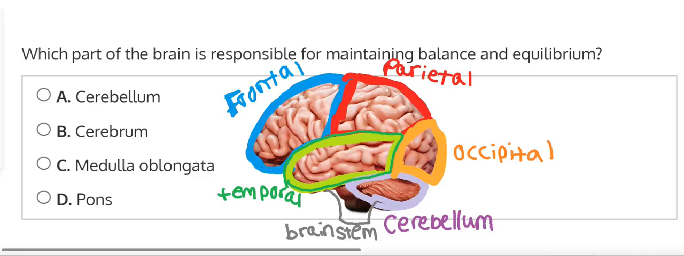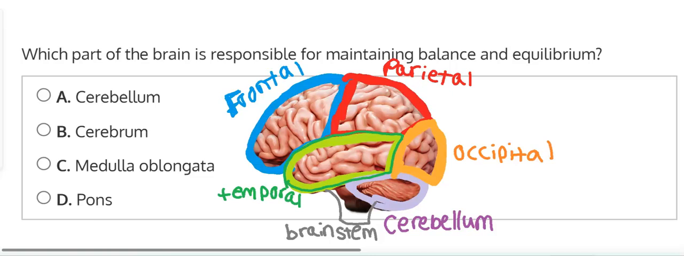Which part of the brain is responsible for maintaining balance and equilibrium? So something to consider when you're studying the nervous system is this type of diagram of the brain and how the brain could be separated into separate lobes or sections, and they each involve different functions of the body.